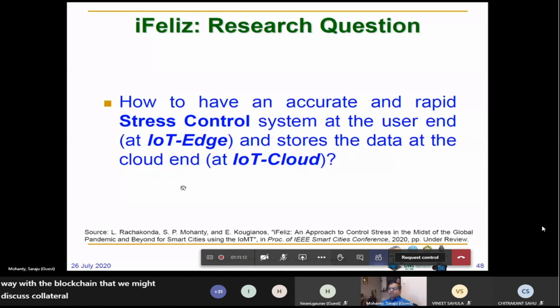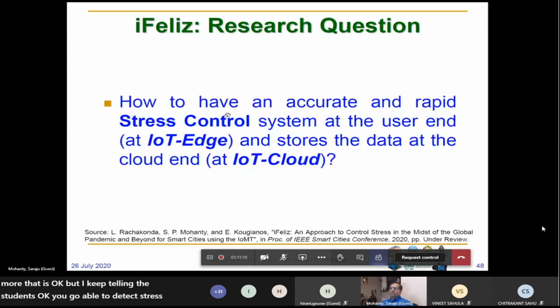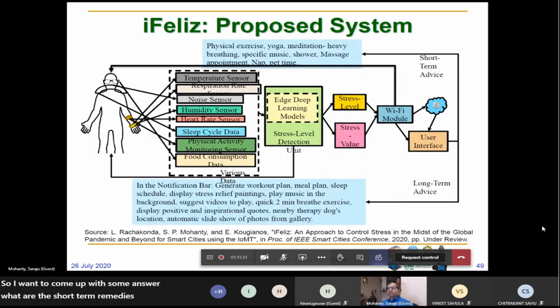Another work, this I like more. I keep telling the students, okay, you are able to detect stress, so what? So this is the answer. Once we detect stress, we need to advise the user what to do with it. So I want to come up with some answer. What are the short-term remedies? What are the long-term remedies? That is what I want to do. So I feel this is one work that's under review.